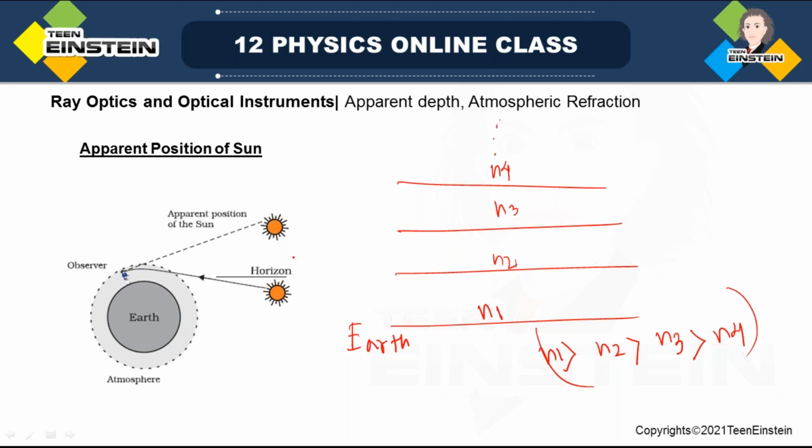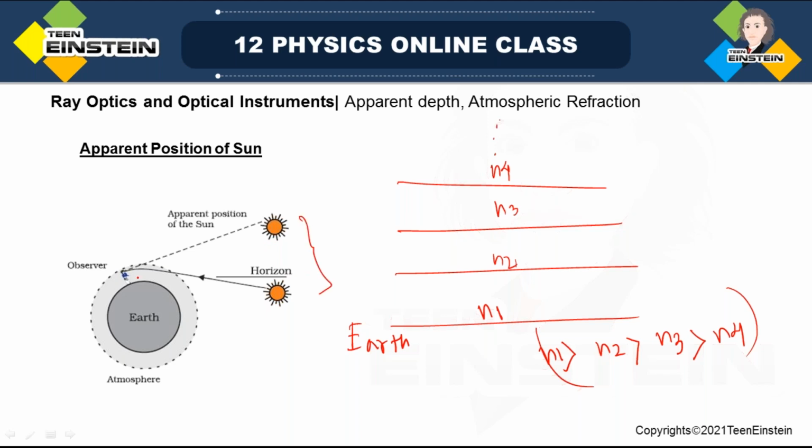That's why when sun rays come from the sun, they have to travel a far distance, and when it reaches our eyes, each and every time it is bending towards the normal. Eventually the sun ray which comes to our eye will be really bent, but our eyes will follow the straight path alone. That's why even though the sun is below the horizon, we see it above the horizon.